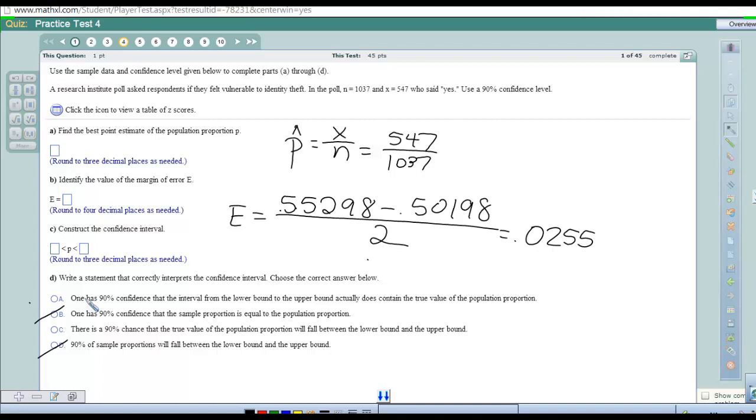One has 90% confidence that the interval from the lower bound to the upper bound actually does contain the true value of the population proportion. Or a better interpretation, I think, is 90% of the intervals constructed in this manner will contain the population proportion, and 10% will not.